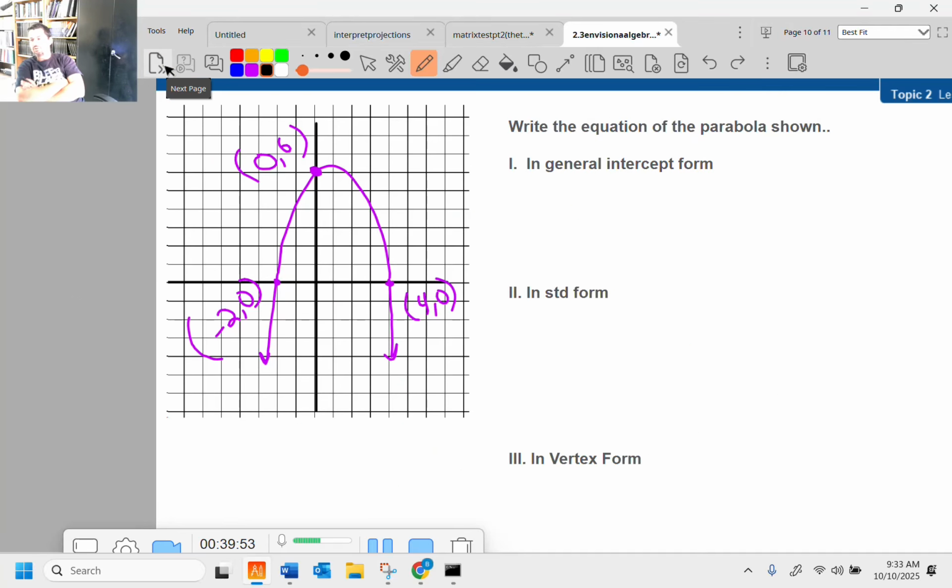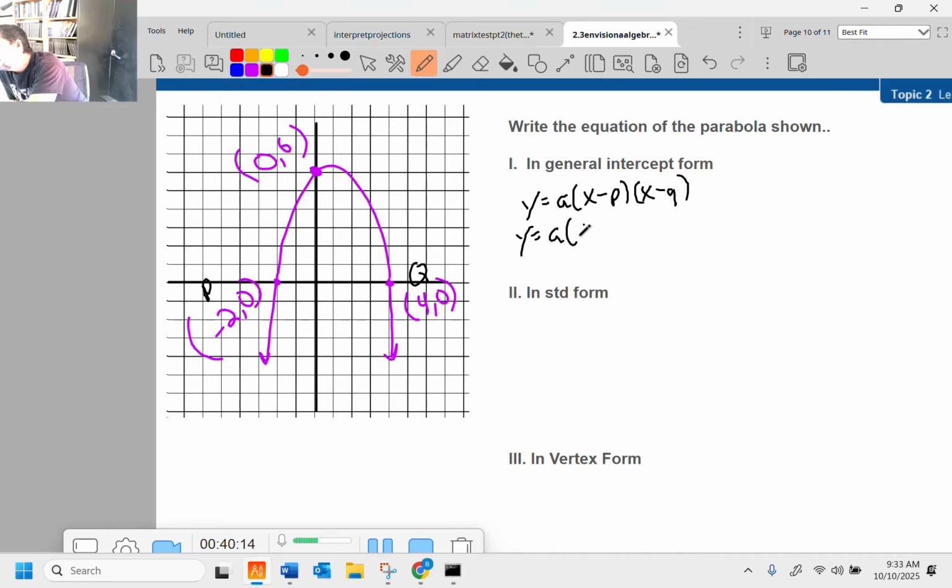All right, the last one, and then you don't have to listen to me anymore. I know this is a long one, I apologize. Write the equation of the parabola shown in general intercept form. So let's start there. General intercept form is y equals a times x minus p times x minus q. We'll let the first one on the left be p, the second one be q. So y equals a times x, take away a negative 2, x plus 2, times x minus 4.